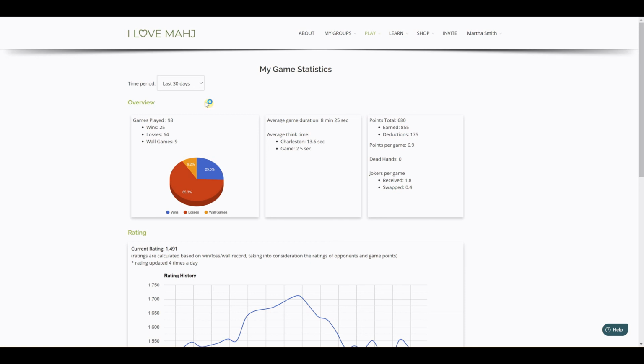So that's a quick run-through of the stats page. We hope you find this data useful. Please let us know if there's any other interesting information you'd like to see on your stats page.